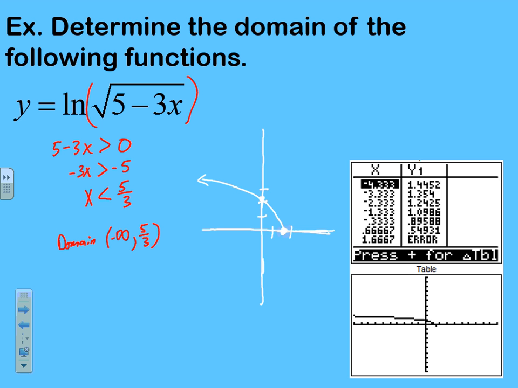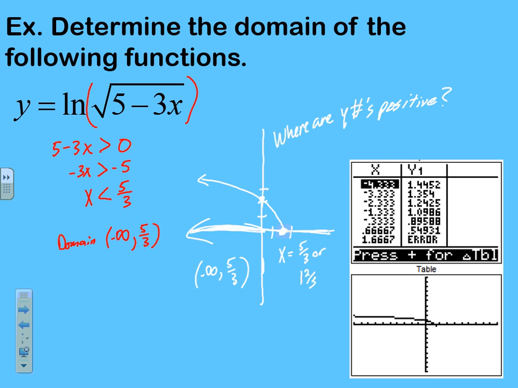And again, all we would ask is, where are the y numbers positive? Well, the y numbers are positive from every point along the x-axis from here everywhere to the left here. So that's, again, how I can say that the domain of the logarithm would be from negative infinity to positive 5/3.